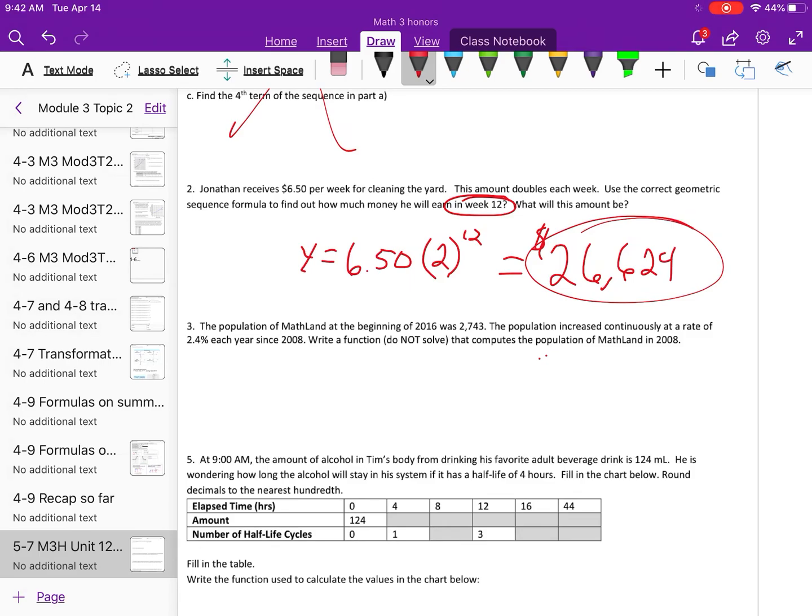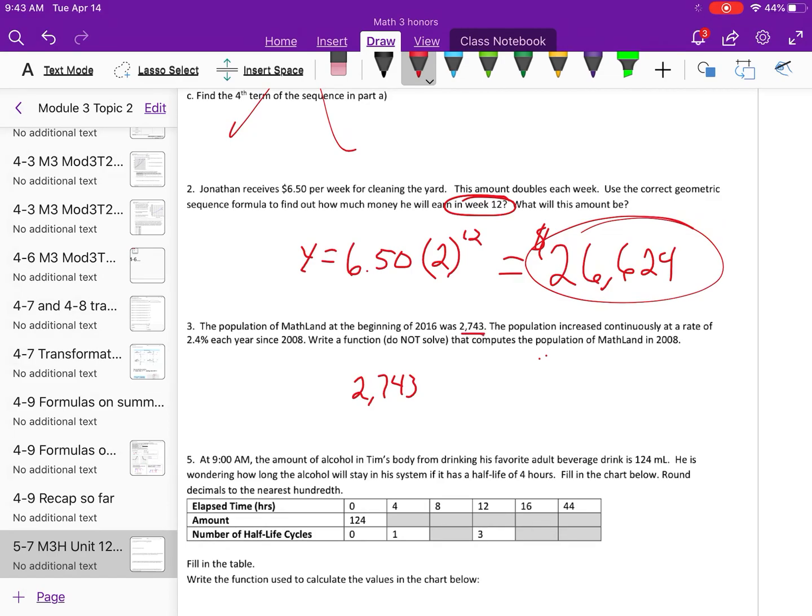Moving on to the population question, we will be using something a little bit different, so we'll get there in a second. But let's read it first. At the beginning of 2016, there were 2,743 people in the town of Mathland, right? So 2,743. We don't know what we're doing yet, so I'm just going to write that. Maybe I'll underline that in red.